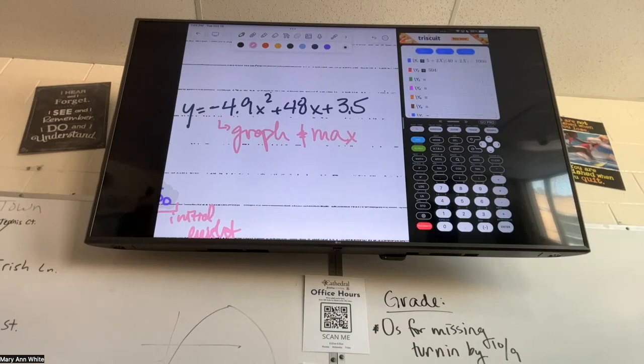So go to your calculator, go ahead and cancel everything else, clear it all out, and we'll put in negative 4.9x squared plus 48x plus 3.5. Now I'll mess around with the window in a second, but let's say I just forgot and I just press graph. Let's see what happens if it's a good enough graph for us to see.